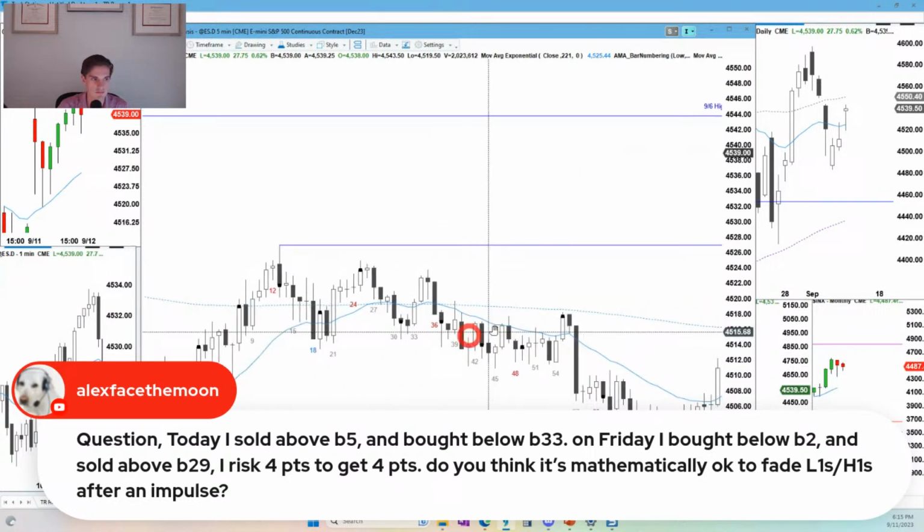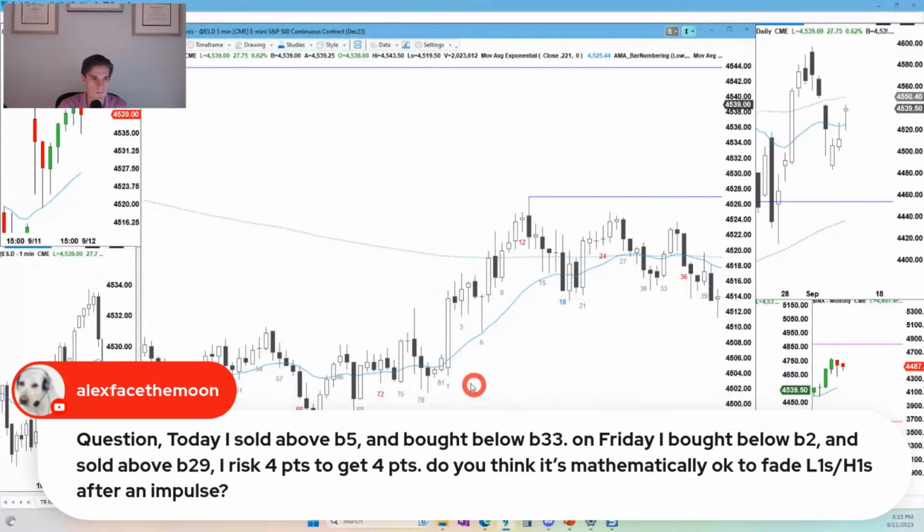And on Friday, I bought below 2. I think that's okay. I took that trade and got out at the high of 2 or maybe one tick below. And this is the person's question. On Friday, I bought below bar 2, sold above bar 29 here. My only problem with selling above bar 29 is you're selling really low in a trading range after two legs down. Leg 1 to 28 or 29, pull back, leg 2 to 30.